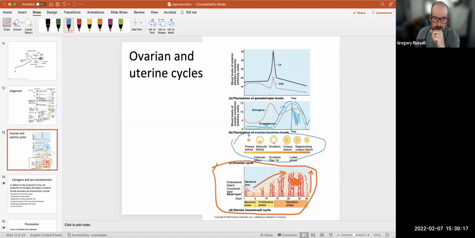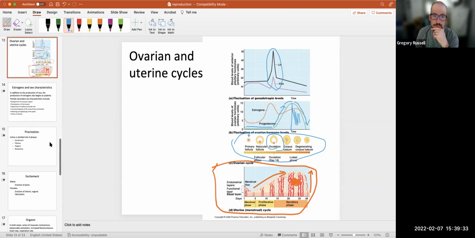The only other thing worth noting on here that I really want you to pay attention to is look at what happens. Ovulation is here on day 14. There's a really big spike in the gonadotropins, FSH and LH. Those are actually going to be the trigger for ovulation to occur.